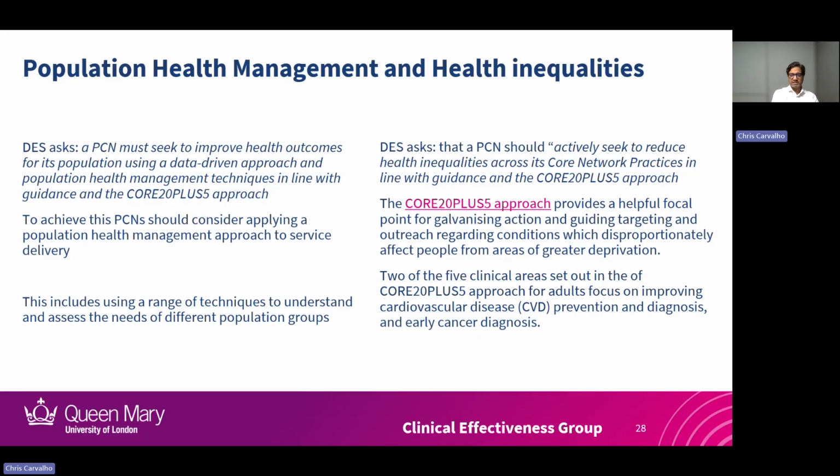And one of the big asks there is around the core 20+5, and I've included a link in there just so everyone gets a refresher. The infographic does really a good job at helping to understand what that means. But 2 of the 5 clinical areas in the core 20+5 approach is around what we just discussed, around cardiovascular disease and early cancer diagnosis.